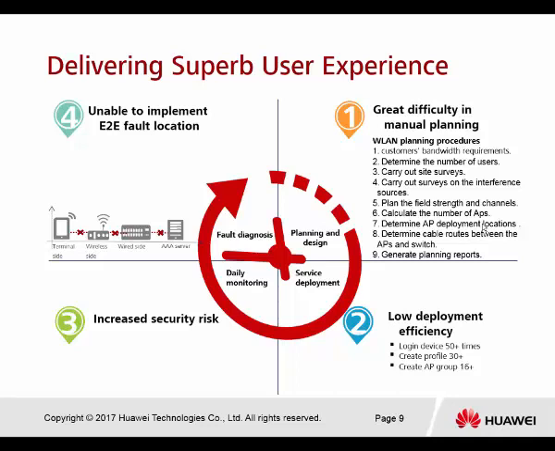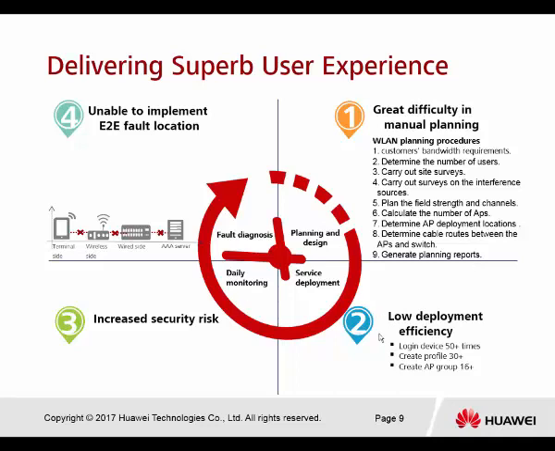Calculate the number of APs. You have to check the number of APs. Determine the AP deployment location, and the cable route between the AP and the switch. Generate the planning report. So these are all the problems happening in manual planning.